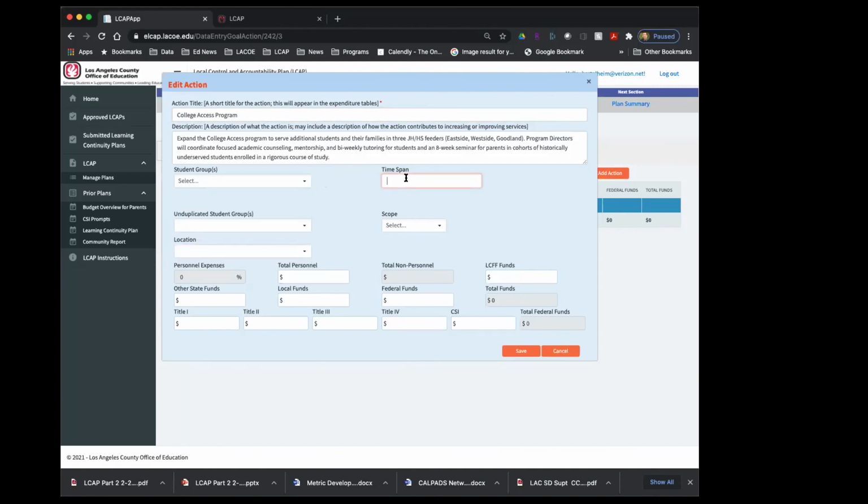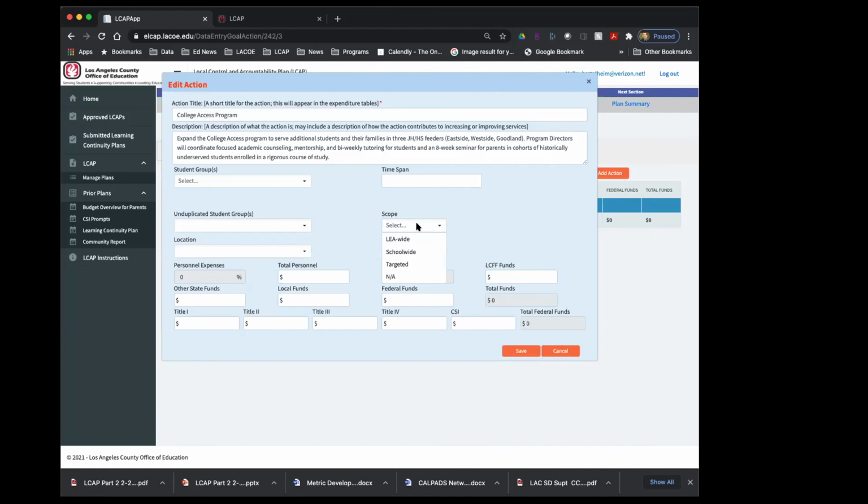The time span is an open entry. You can put anything you want here. It could be a 1 year, 2 year, 3 year plan. And then if you are identifying this as an action contributing to increased or improved services, you're going to need to specify the unduplicated student group or groups that are being targeted. And these should align with the student group sections above. Now, this reflects, by the way, the expenditure tables, and we won't get to those today, but this is based on the construction of the expenditure tables. So we incorporated our goals, actions, and services into the model that the LCAP expenditure tables took.